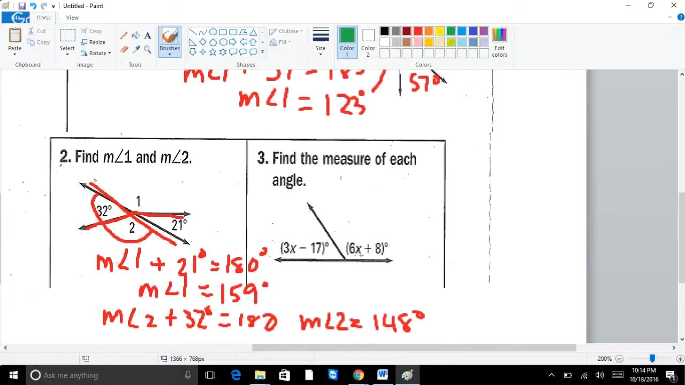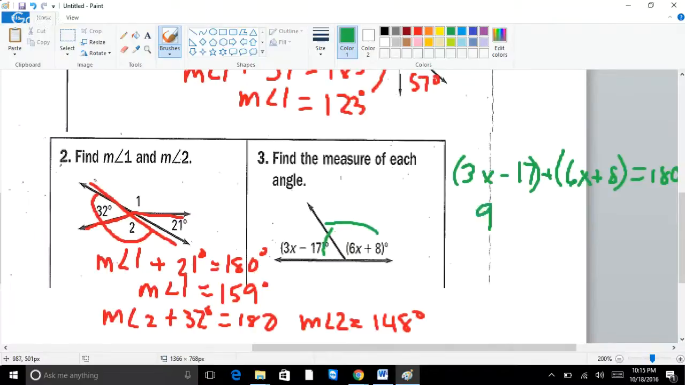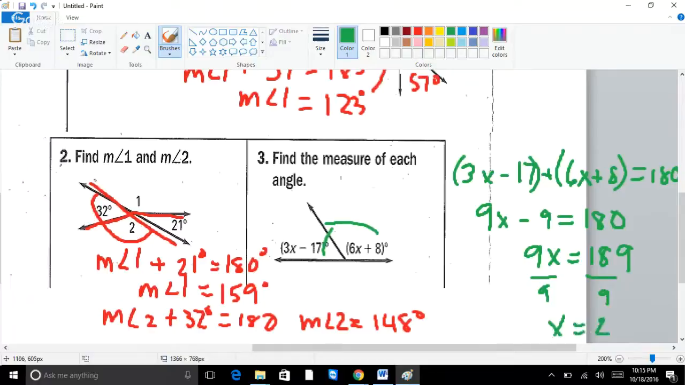Okay, and last one, because we have to throw some algebra in there, right? We have find the measure of each angle. So they don't even make it tricky for you here. They're just using the linear pair postulate, which just tells me if I have a linear pair, then that equals 180 degrees. So that means 3x minus 17 plus 6x plus 8. So these are my two angles, right? This angle plus this angle equal 180 degrees. So now I have to remember my algebra. So 3x plus 6x is 9x, and negative 17 plus positive 8 is negative 9, equals 180 degrees. 9x equals 189. Divide both sides by 9, and I get x equals 21.